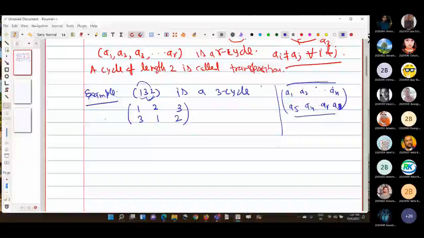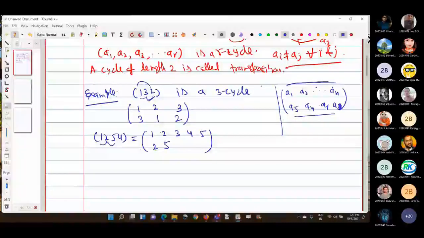Next example, if we are taking (1 2 5 4), in expanded form we can write 1, 2, 3, 4, and 5. So 1 goes to 2, 2 goes to 5, then 5 goes to 4, and 4 goes to 1. 3 is not appearing here, so 3 should be fixed. The symbols which are not appearing in cyclic notation are assumed to be fixed.